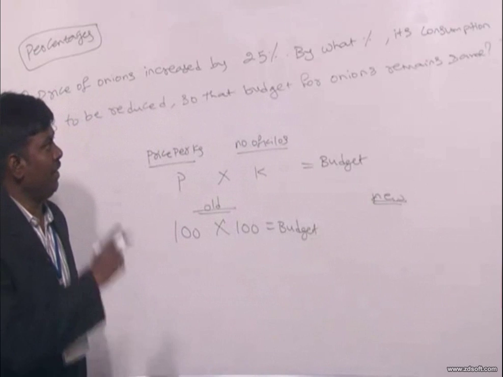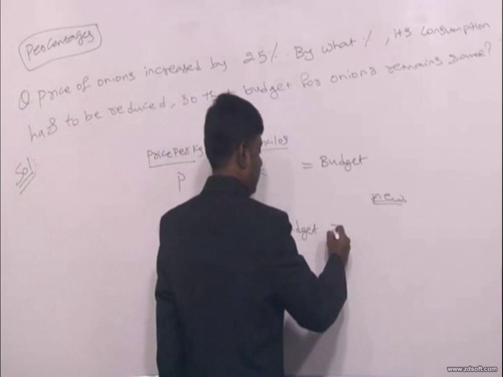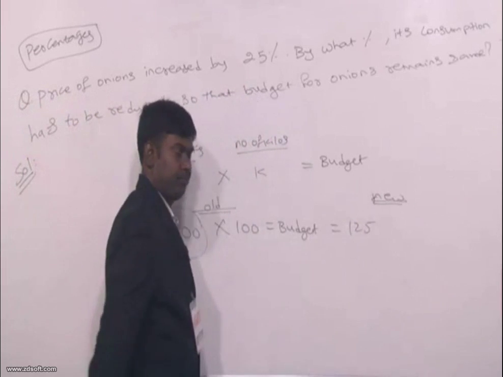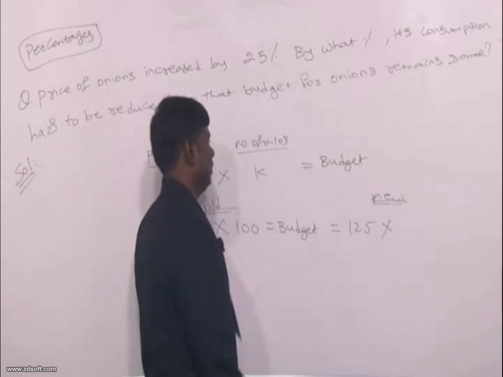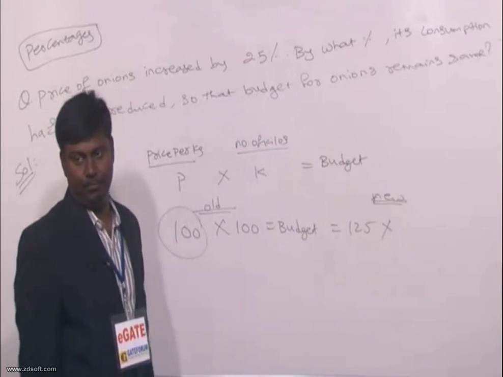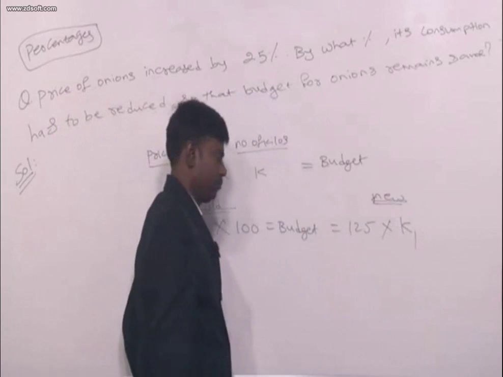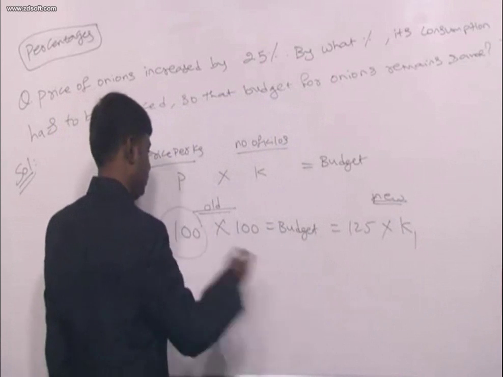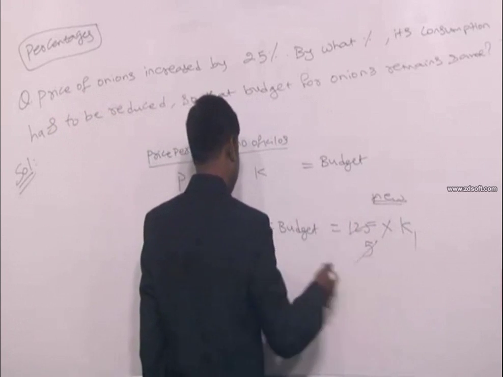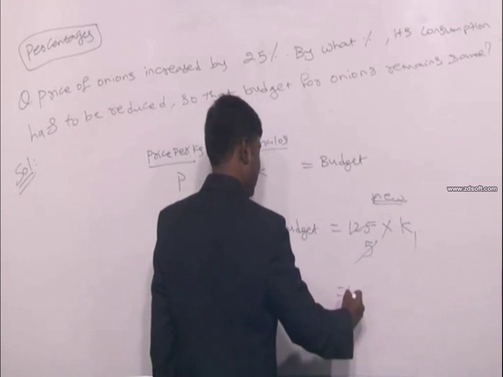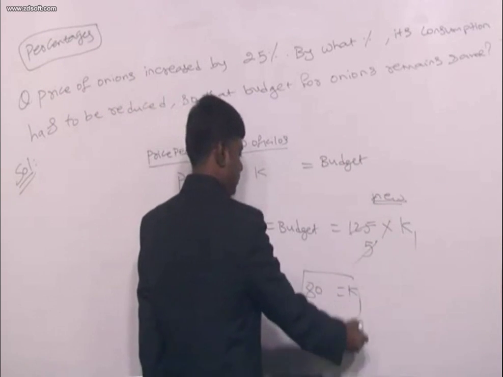Price has been increased by 25%. So this price is no more 100, it is 125, but the budget is same. We should know what is the new price, how many kilos you are going to buy. How many kilos you are going to buy now, right? Is it clear? So 25 fours are 100, 25 fives are 125. So what is K? K is 80. What do you understand? K1 is 80.